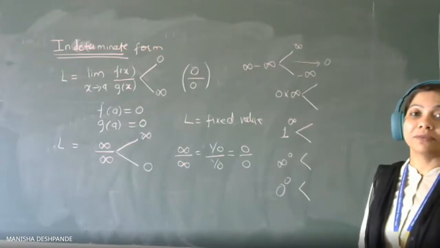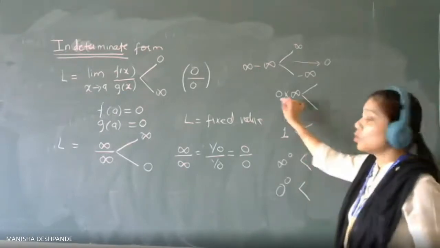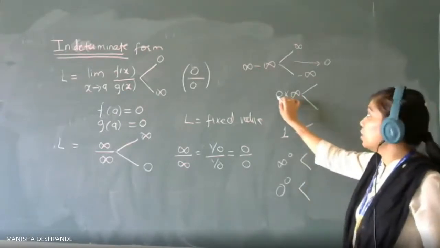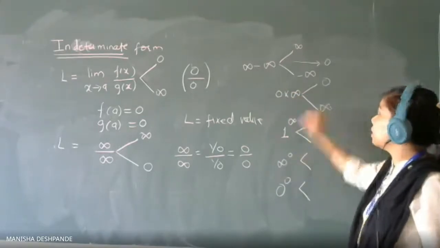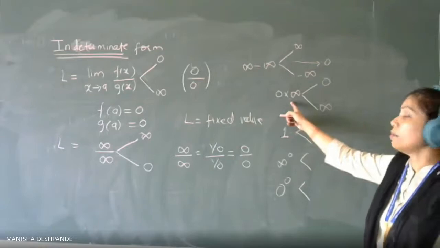Are you getting it? Similarly, 0 into infinity. When you are taking 0 into anything, the answer is 0. Anything into infinity, the answer is infinity. So this is also an indeterminate form.